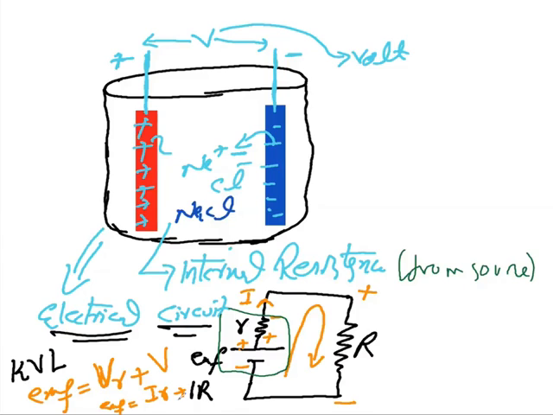So your EMF is equal to I capital R plus I small r. Now I am going to multiply I with this equation.